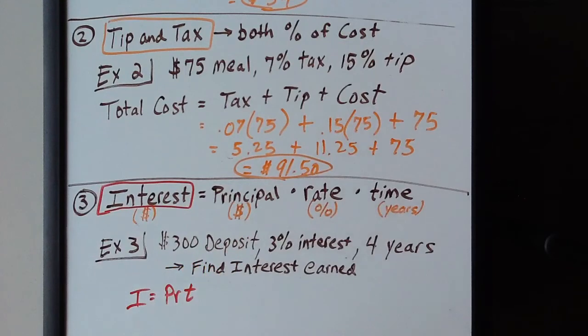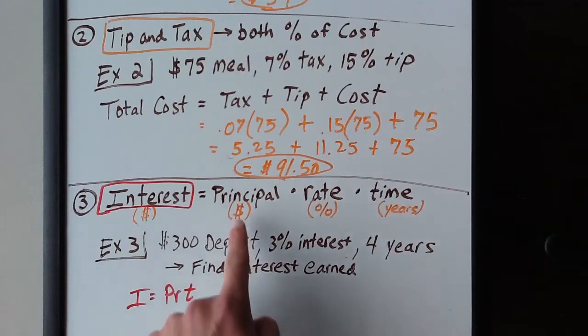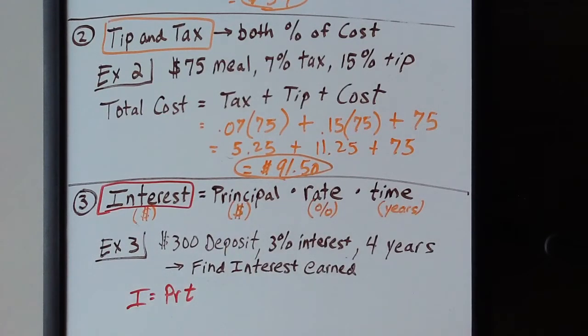Interest is equal to the principal times the rate times the time. The interest is a dollar amount. The principal is a dollar amount. It's the amount that you borrow or deposit. The rate is in a percentage, so when you put it into the formula, you need to put it in decimal form. And then time is the number of years.